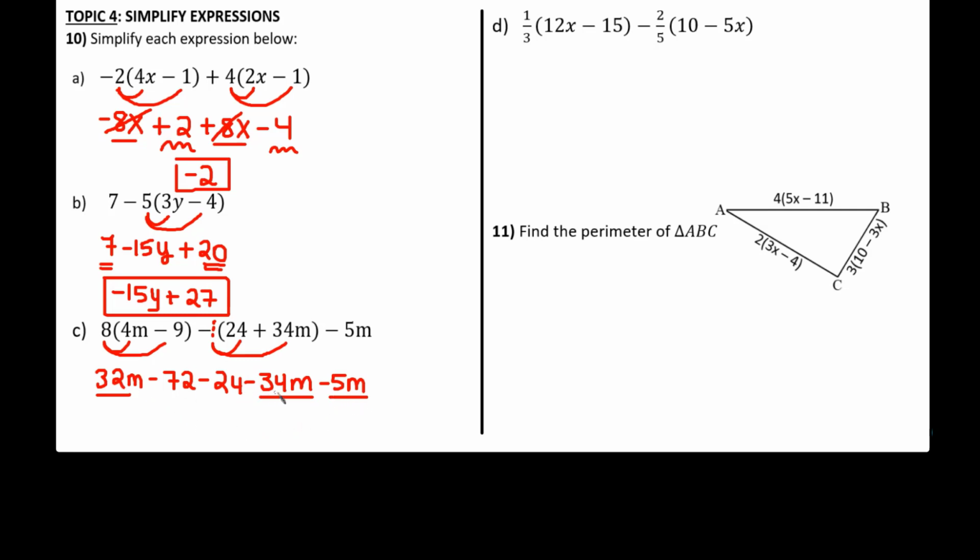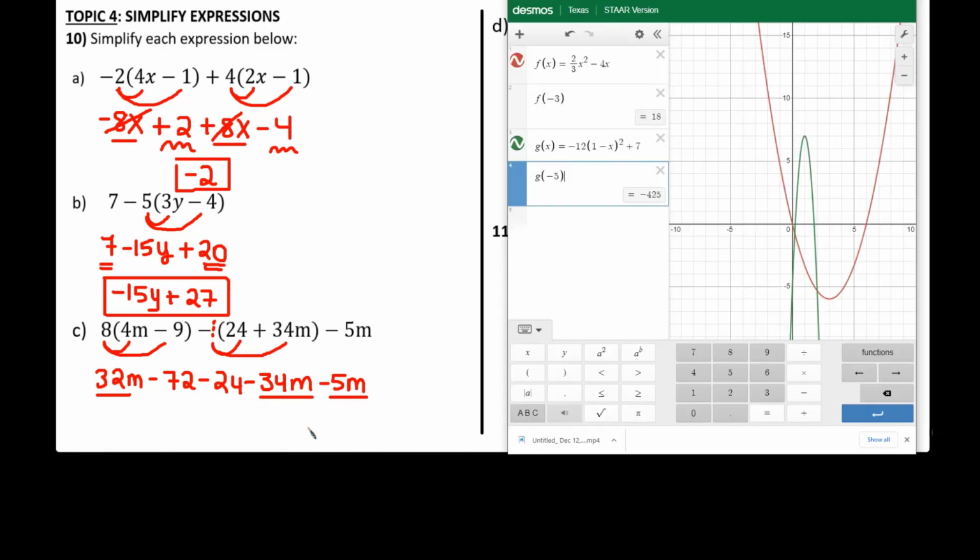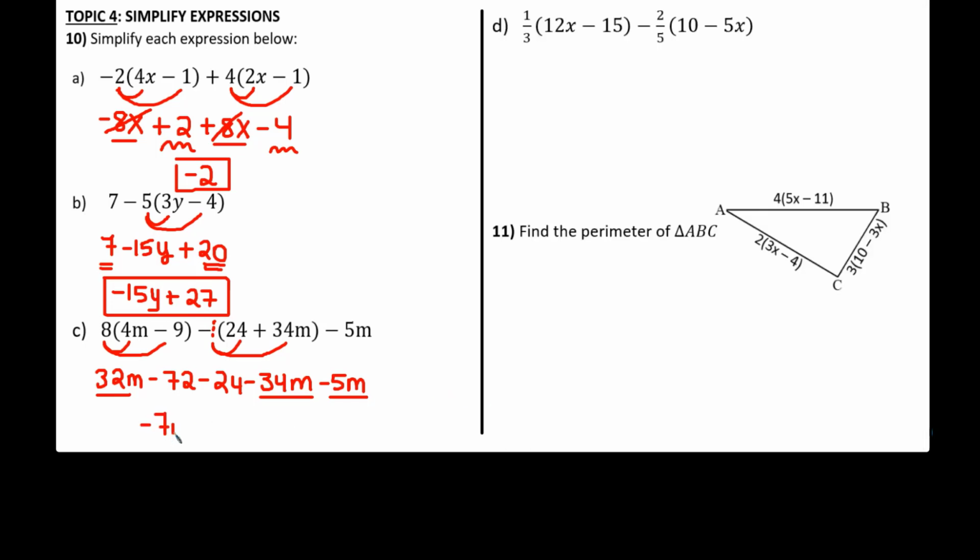If you punch that in the calculator, please remember you have a calculator. Don't be afraid to use it. Okay, so 32 minus 34 minus 5 gives you -7. Don't forget the letter m. And then -72, 24, if you put it in a calculator, will be negative 96. So that's your answer right there.